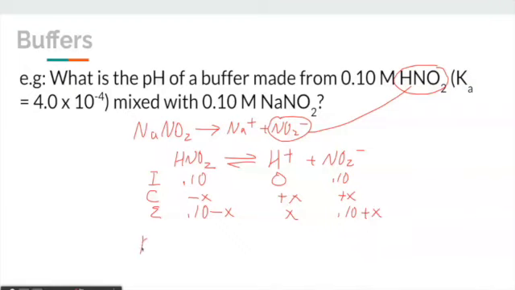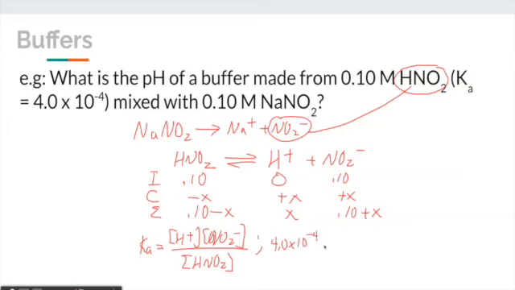So Ka here, being concentration of H+ times concentration of NO2-, divided by the concentration of HNO2. Well, that's going to be 4 times 10 to the negative fourth equals X times 0.10 plus X divided by 0.10 minus X. And we're going to see this happen over and over again.